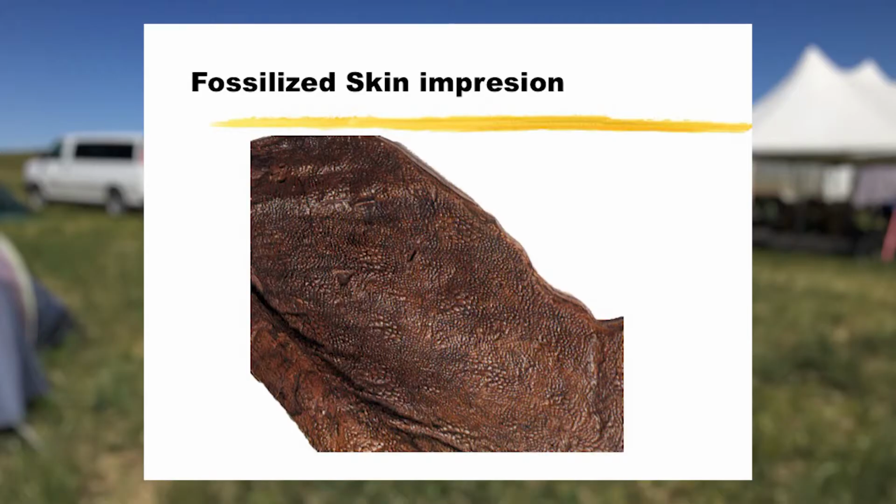Here's an illustration of some hadrosaur skin, and this is typical of dinosaur skin. They tend to have areas that are uniform and then pockets of material which is not uniform.